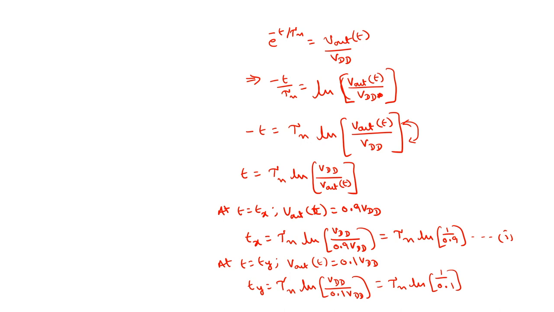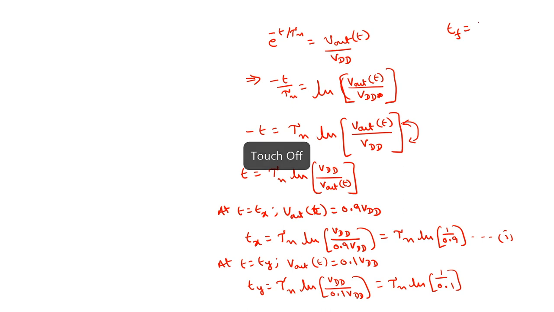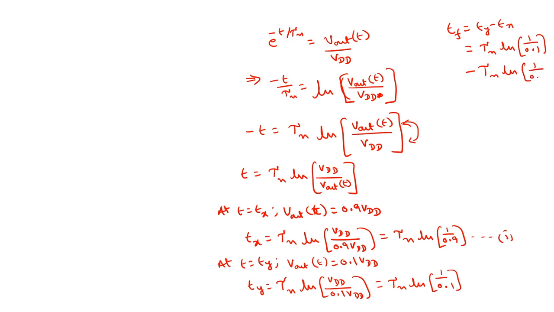And what is the fall time? Tf, if I call it the fall time, is the difference of these two, Ty minus Tx. That is equal to tau n logarithm of 1 by 0.1 minus tau n logarithm of 1 by 0.9. So taking tau n as common, log a minus log b is equal to log a by b. So this is equal to logarithm of a by b, which means 0.9 by 0.1, which is 9. This value is 2.2 times tau n.